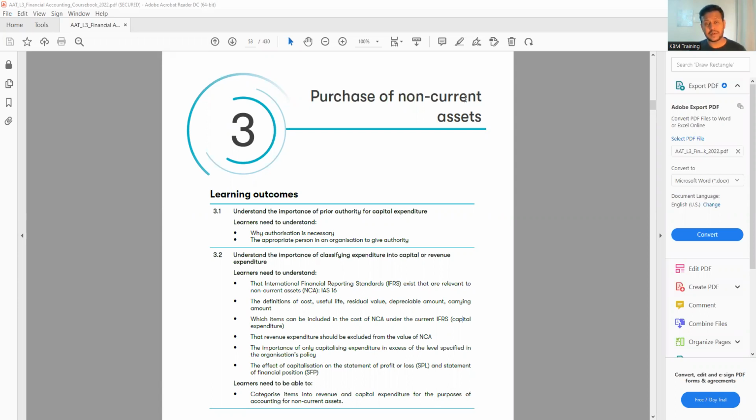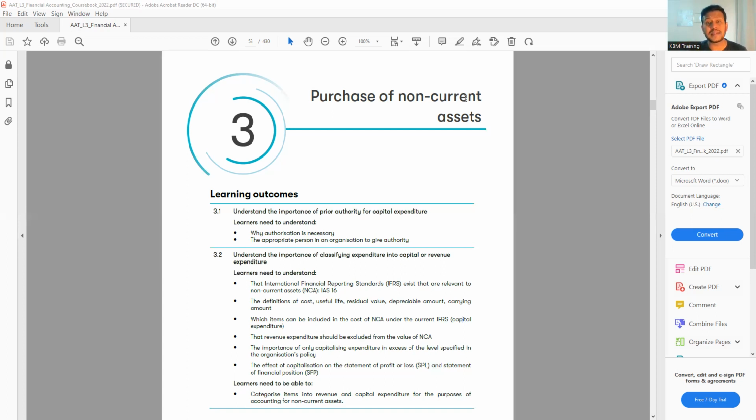Now we have two types of expenditure. When a business buys something, we have an expenditure. So we have two types of expenditure. One is revenue expenditure and one is capital expenditure. What is the difference between these two? The capital expenditure is only for the non-current asset.